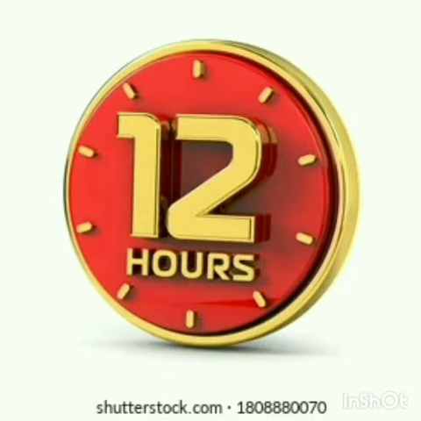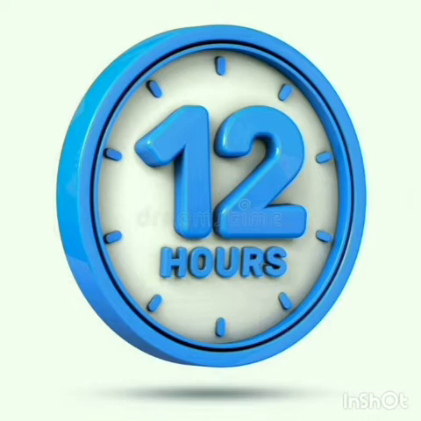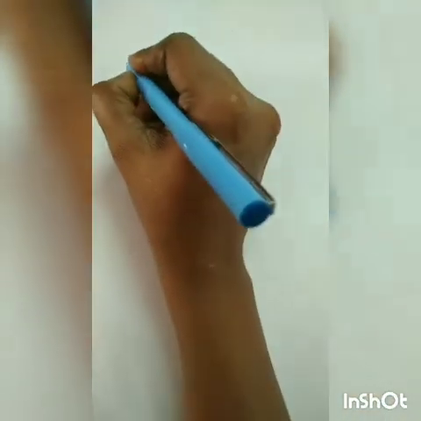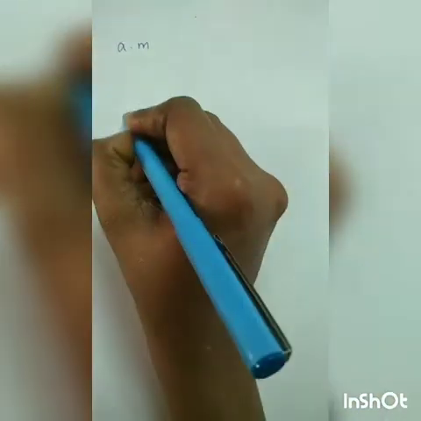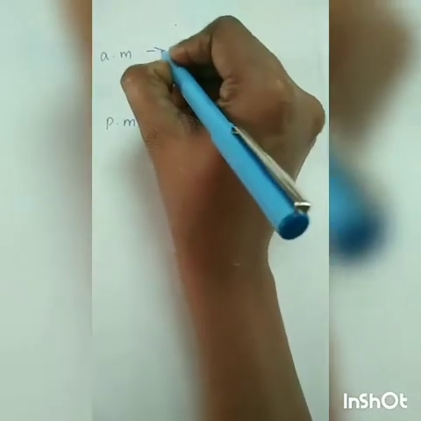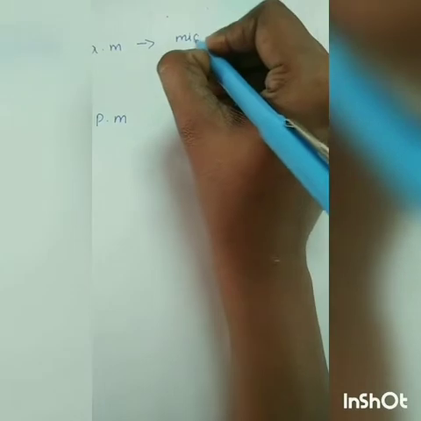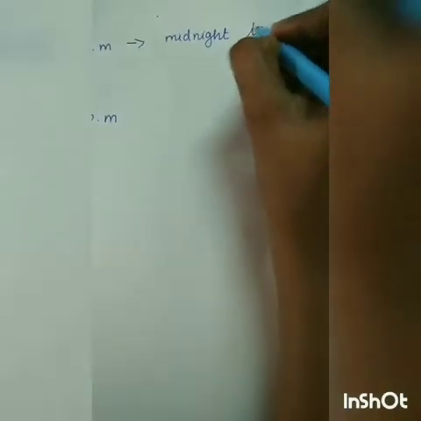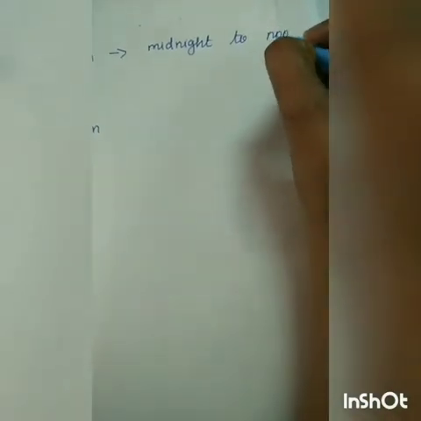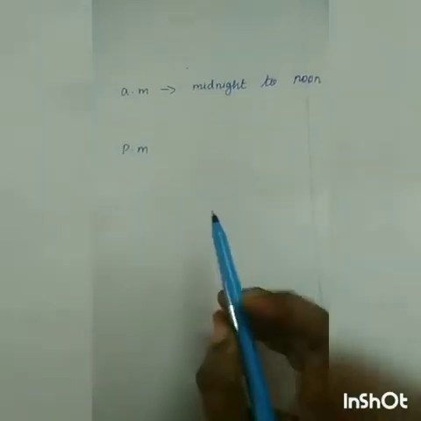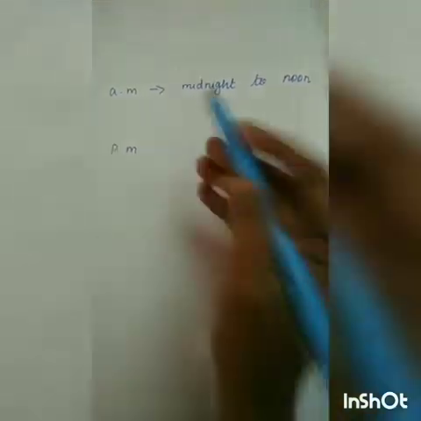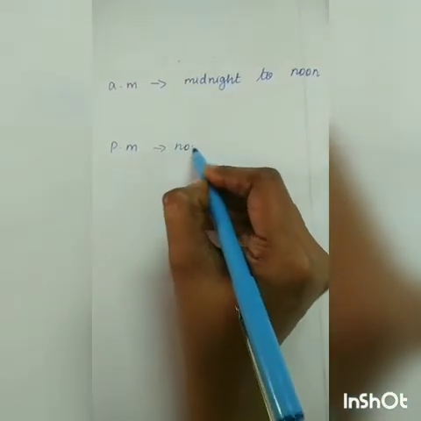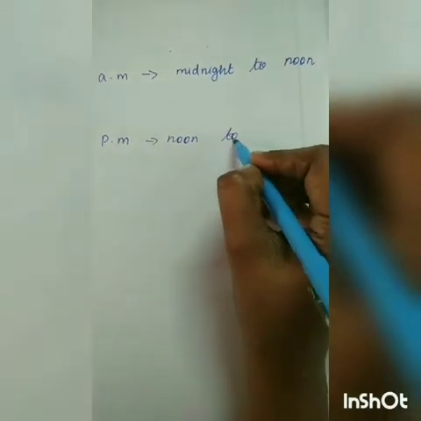The 12-hour clock divides a day into two time periods, AM and PM. AM is from midnight to noon. PM is from noon to midnight.